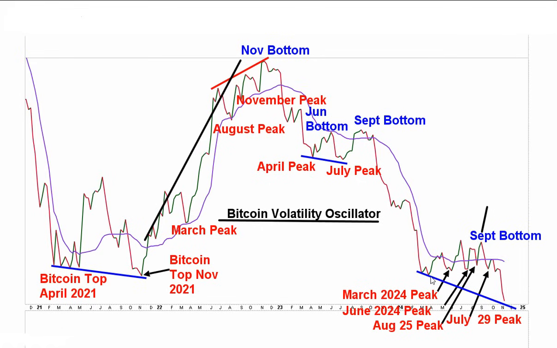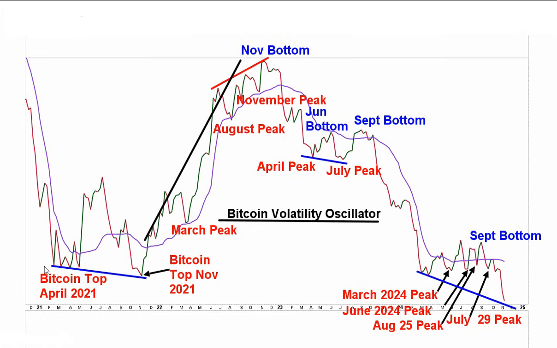We had the September bottom for Bitcoin, and volatility peaked above the signal line, and volatility has been dropping ever since. And that's given us the rally off of the 49,000 and 52,000 areas, those last two significant lows that have been made on Bitcoin. Again, Bitcoin's rising, volatility is dropping.